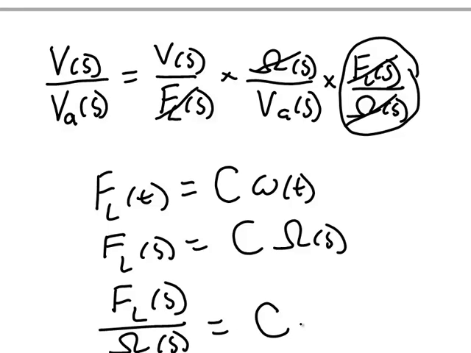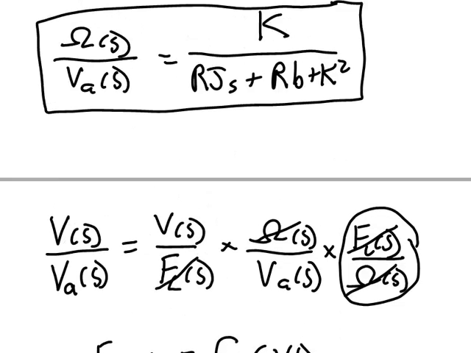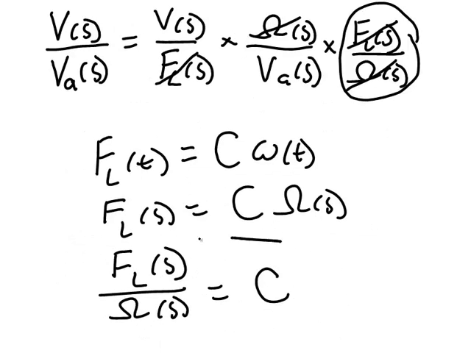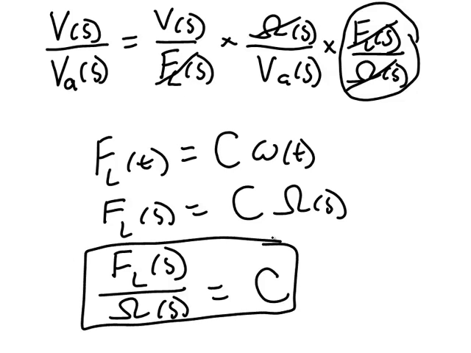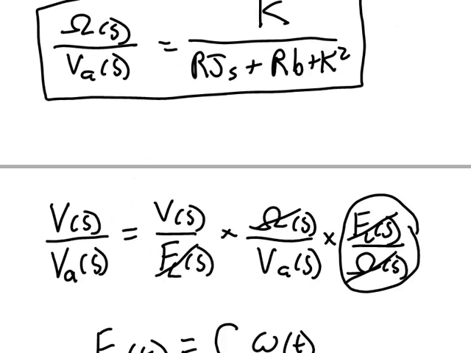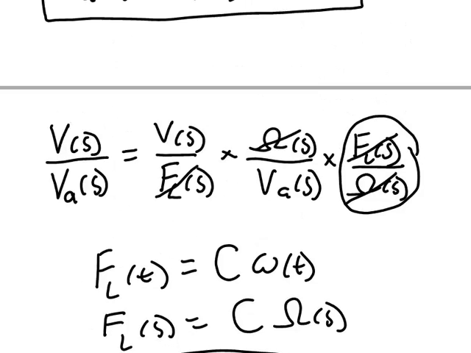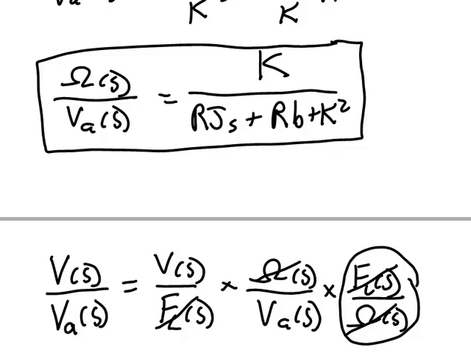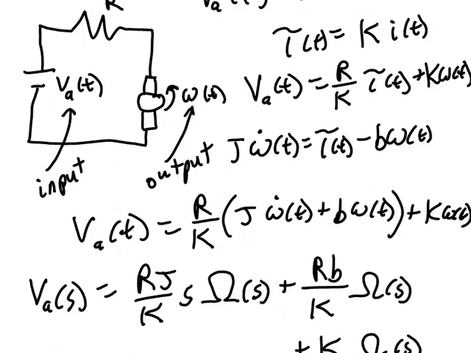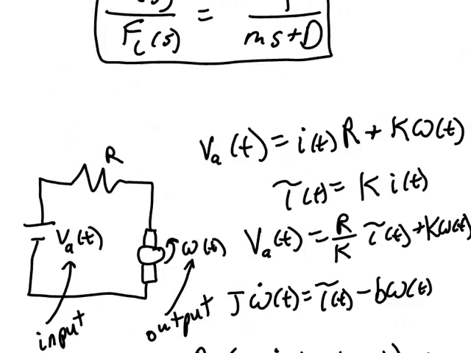Now, all I have to do to get my final answer is multiply these three equations together. There's FL over omega, omega over VA, and V of S over FL of S.